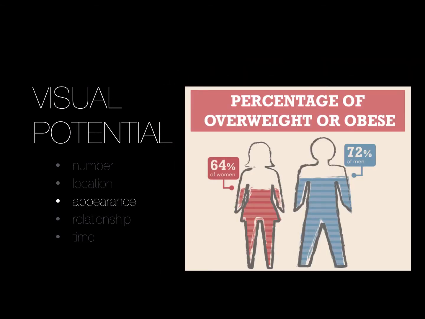Next is my appearance display, which uses recognizable shapes and often a texture to convey information. For my display, I use the recognizable icons for men and women to allow people to see proportionally, based on how full they were with the textured area, the values for their rates of obesity by gender, and you're able to quickly absorb the information and see the relationship between genders.